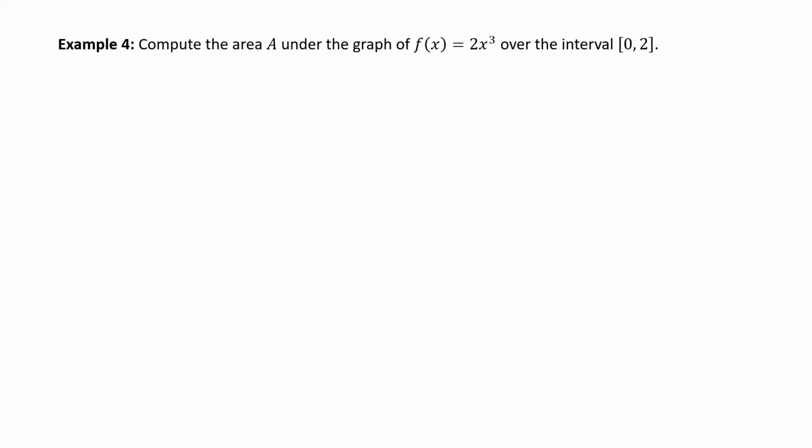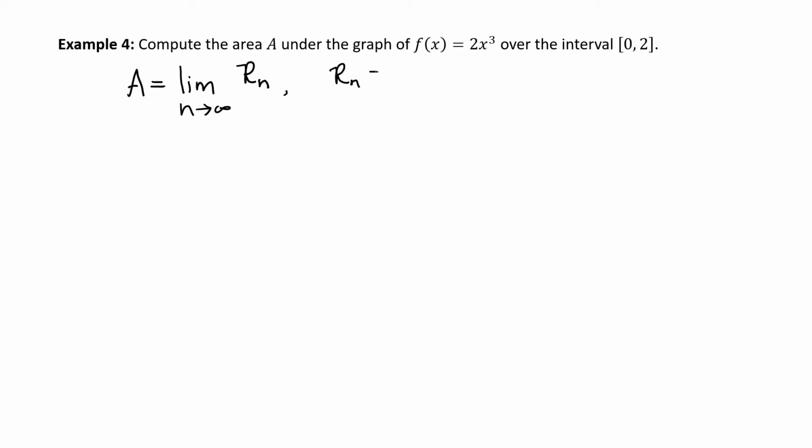Example: compute the area A under the graph of f of x equals 2x cubed over the closed interval from 0 to 2. To compute the area, we'll take the limit as n approaches infinity of R sub n, the Riemann sum with n rectangles.